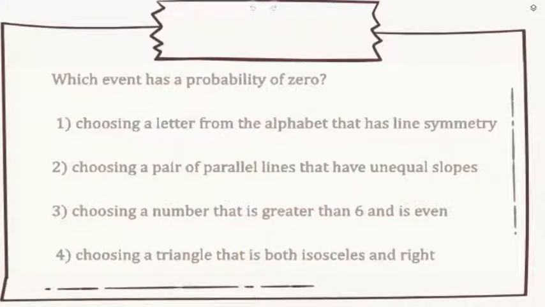Which event has a probability of 0? 1. Choosing a letter from the alphabet that has line symmetry. 2. Choosing a pair of parallel lines that have unequal slopes. 3. Choosing a number that is greater than 6 and is even. 4. Choosing a triangle that is both isosceles and right.